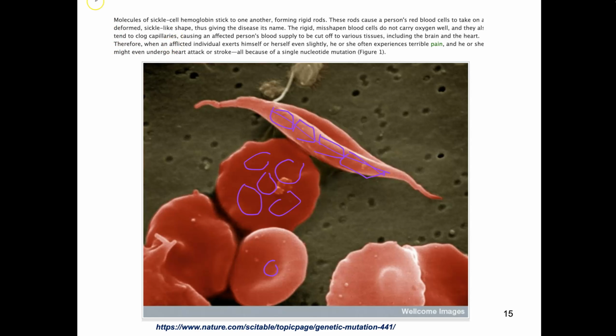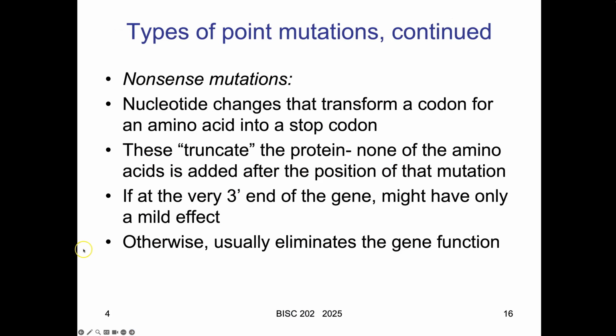It's really interesting. You might want to look up online because some years back they started working on gene therapy for sickle cell anemia, and some people are now being treated for this with genetic engineering. It's one of the things I talk about in my genetic engineering class. Okay. So that's one example of a very serious missense mutation.